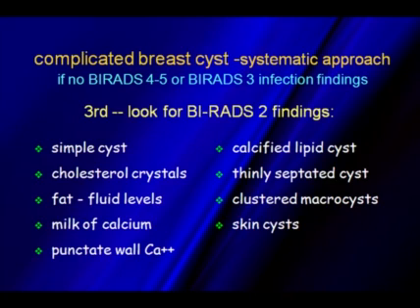We have also looked for any BI-RADS 4 or 5 or BI-RADS 3 findings, which would be infection. Next thing we're going to do is try and prove that this is a BI-RADS 2. Things such as a simple cyst.